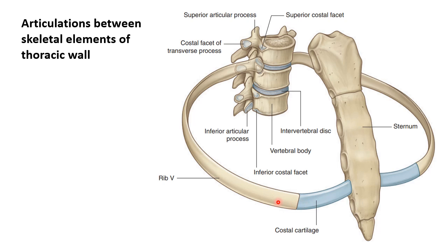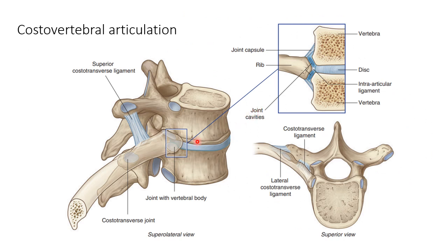Anteriorly, it has an individual articulation with the sternum through the costal cartilage. The articulation between the head of the rib and thoracic vertebra is called costovertebral articulation. Each rib has 3 articulations with the thoracic vertebra.